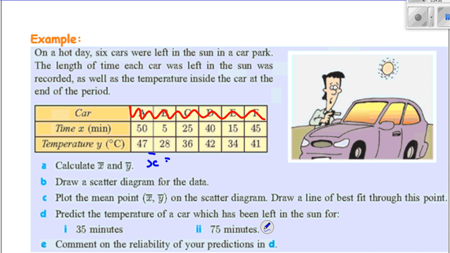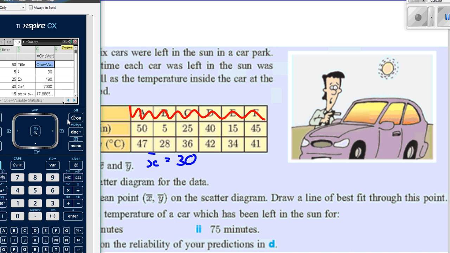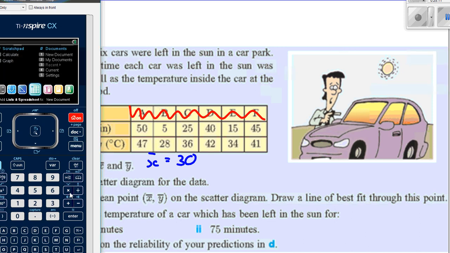Now we've got to find the mean of our Y values, so we get to repeat that all over again. Different ways you can do it. You might look up a different way of doing this calculation. I'm just going to go back to here and open a new spreadsheet.